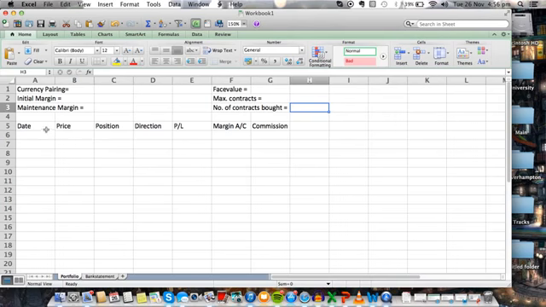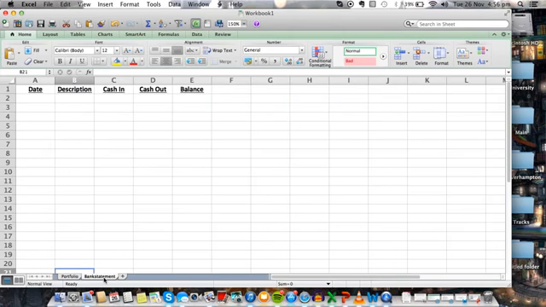Okay, the rest of the columns: date, price, position, whether it's an opening position or a closing position, direction, whether you've gone long or whether you've gone short, and profit and loss, trying to keep track of how much profit or loss you've made every day. The margin account, if you think of it as a floating bank account with the exchange, is how much money you'll need to keep with the exchange to ensure that your account's kept open. And finally, commission.